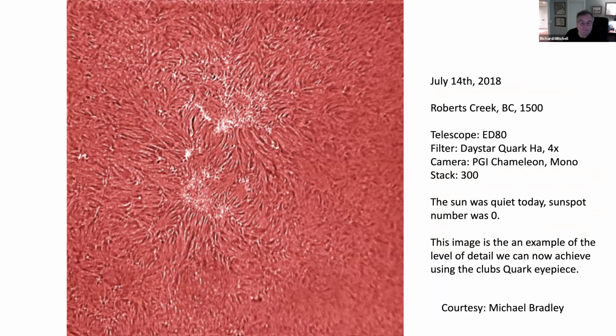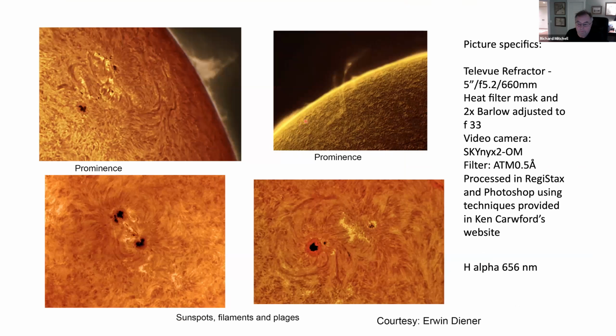These are all Michael's pretty detailed images of the sun, all just basically because you're just looking at that transition in the hydrogen atom and ignoring all the other stuff. But the sun is mostly hydrogen. These are some from other members of the club. We've got here prominences, sunspots, filaments, and plages.